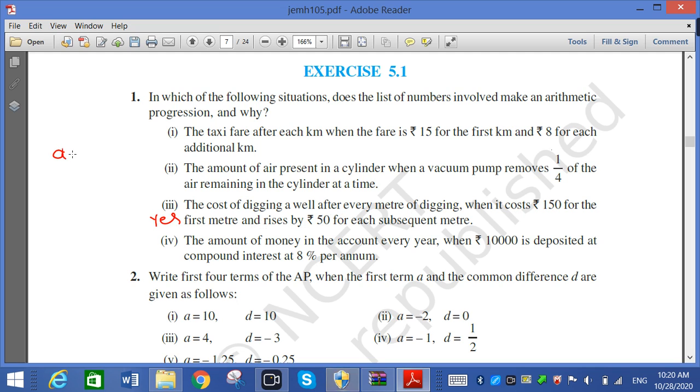Because initially A1 is 150. Now A2, add 50, that is 200. A3 is 250. A4 is 300. So A1, A2, A3, A4 are 150, 200, 250, 300. So we can say yes. Now here it is no, because it is compound interest, and compound interest every time depends on the principal.